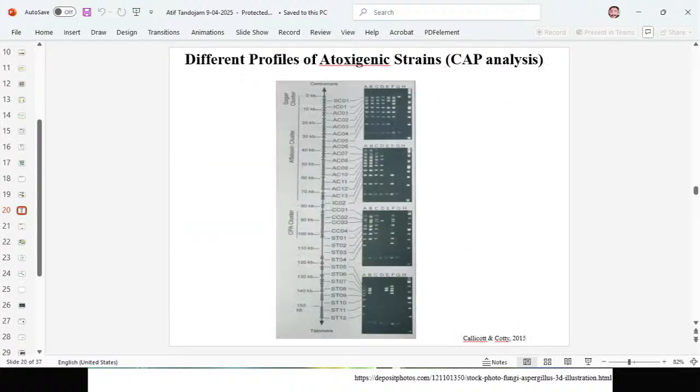Next please. The important thing is why they are atoxigenic. They are atoxigenic because they have some defect in their aflatoxin gene cluster. The fungus Aspergillus flavus has 8 chromosomes, and on the 3rd chromosome there is the aflatoxin gene cluster. So that is the reason for the difference between toxigenic and atoxigenic strains: due to some defect in the aflatoxin cluster, they are unable to make aflatoxin. Next please.